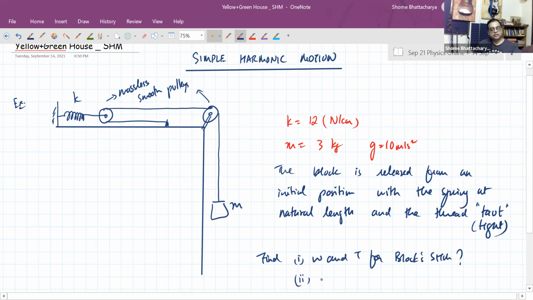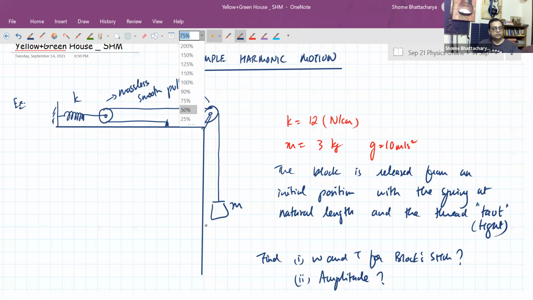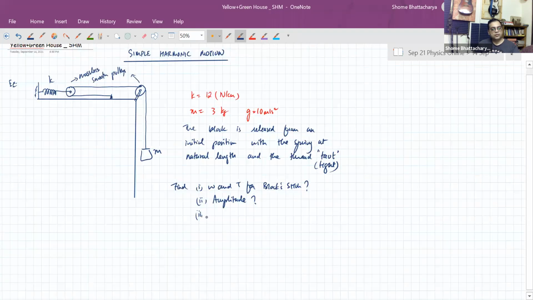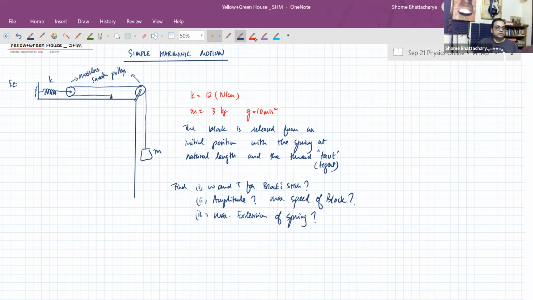Then we have to write the amplitude, and we have to also find the maximum speed of the block during its SHM, and we have to find the maximum extension of the spring. So let's try out this question.